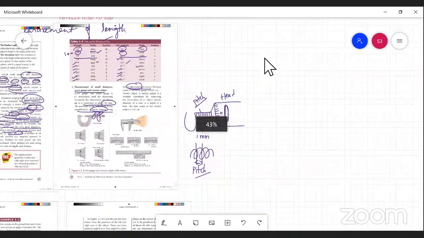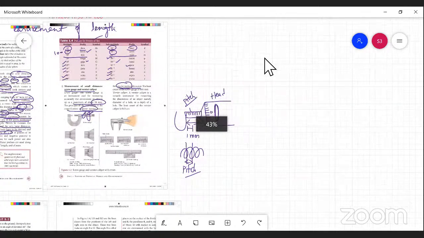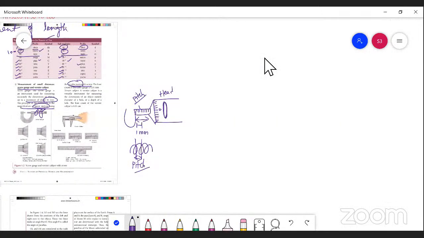See, I want to take this. Listen to me, all of you. This is very important. This is a U-shape bar. This is the pitch scale, I mean the head scale. It's a reference line, the zero line.